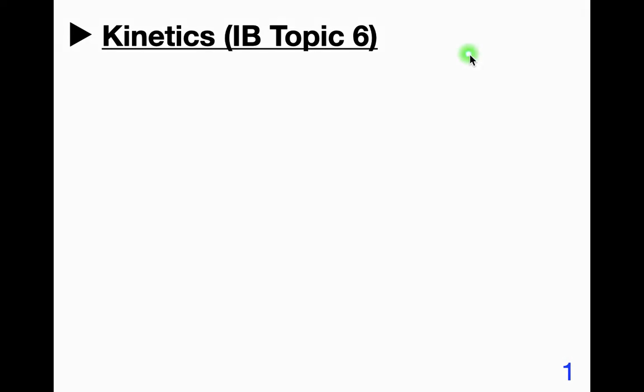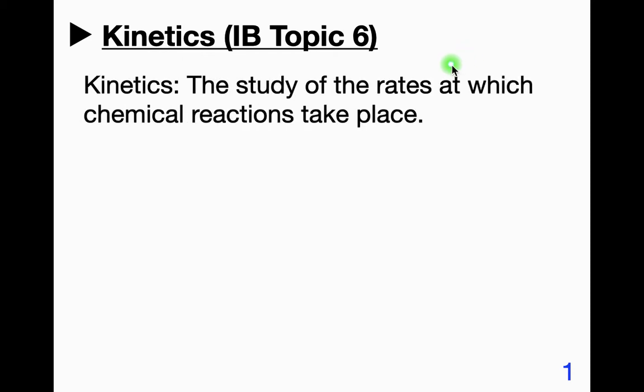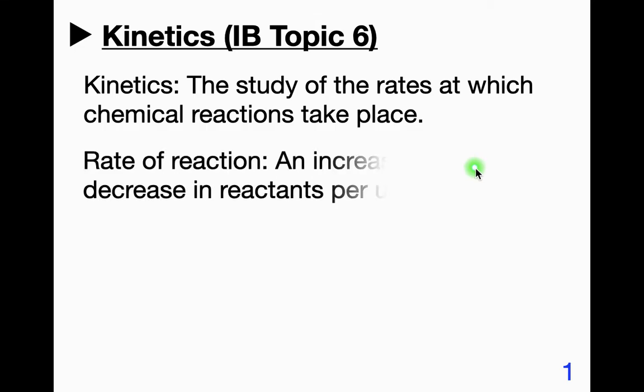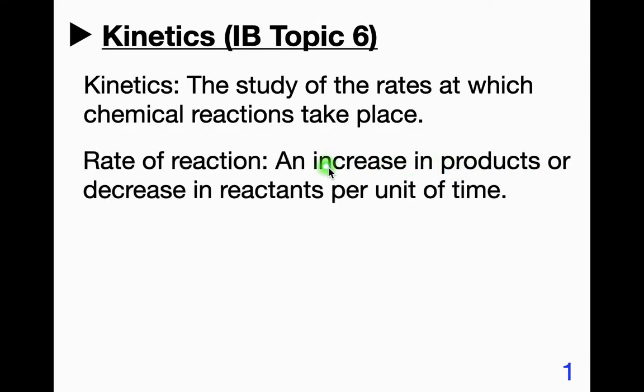Okay, IB topic 6, kinetics, the second portion of this unit. Kinetics, the study of the rates at which chemical reactions take place. Some reactions take place right before your eyes immediately. Some take place over a very, very long period of time. The rate of a reaction is an increase in products or decrease in reactants per unit of time.